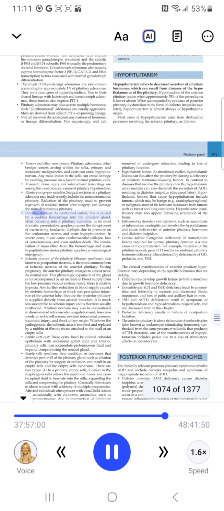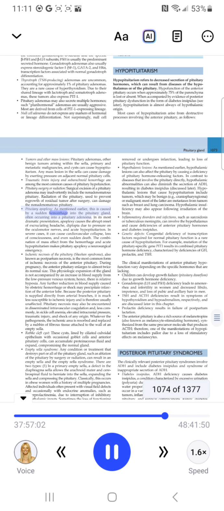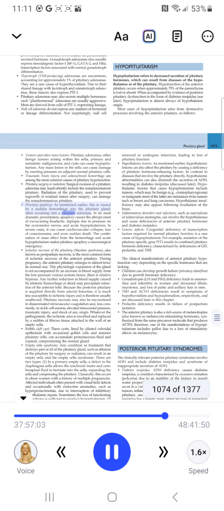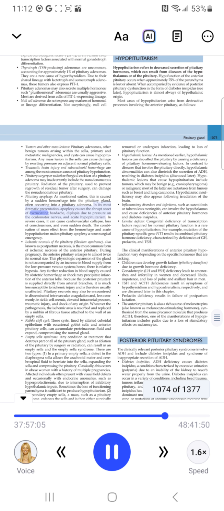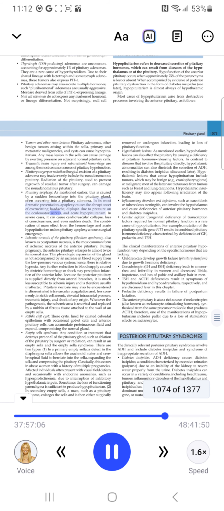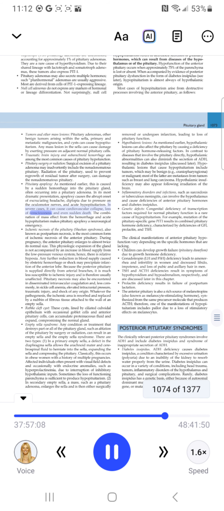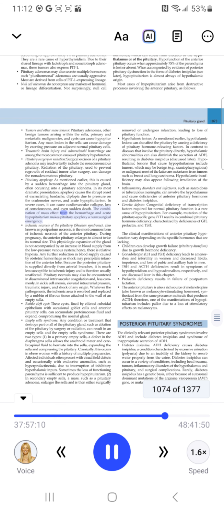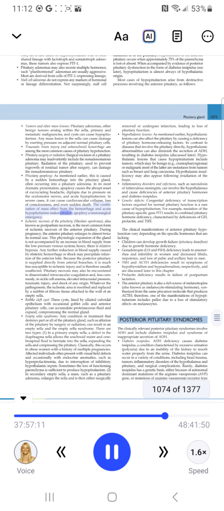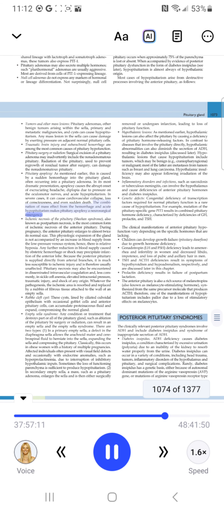Pituitary apoplexy. As mentioned earlier, this is caused by a sudden hemorrhage into the pituitary gland, often occurring into a pituitary adenoma. In its most dramatic presentation, apoplexy causes the abrupt onset of excruciating headache, diplopia due to pressure on the oculomotor nerves, and acute hypopituitarism. In severe cases, it can cause cardiovascular collapse, loss of consciousness, and even sudden death. The combination of mass effect from the hemorrhage and acute hypopituitarism makes pituitary apoplexy a neurosurgical emergency.